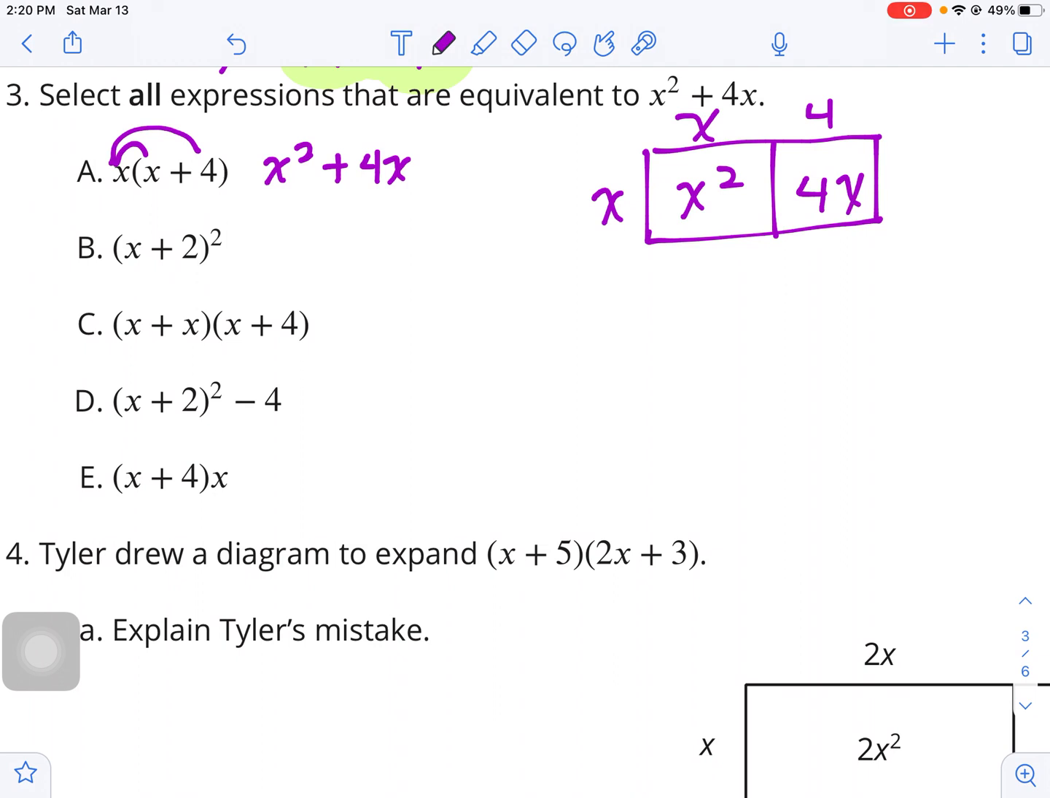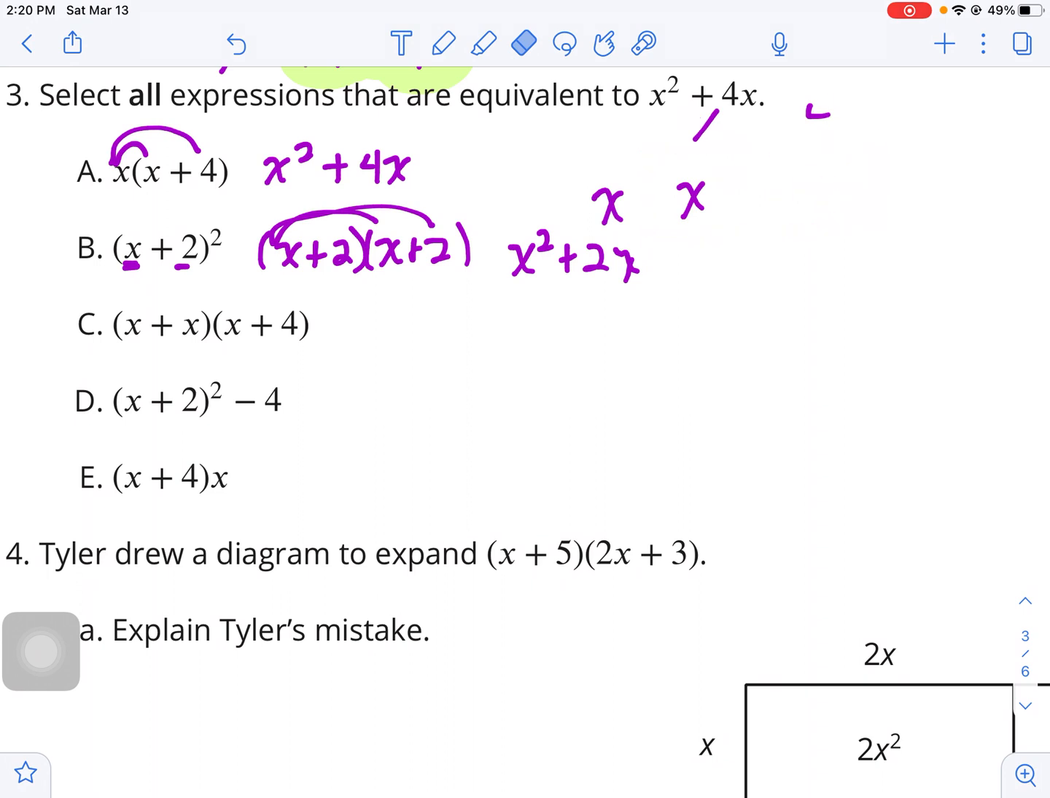So either way, be careful with letter B. You can't just square this and then square that. So this is a no. It's not equivalent to x squared plus 4 because you would have to actually multiply x plus 2 by itself. And so when you do that, you'll get x squared here, but then you have plus the 2x. And then when you distribute the 2, you'll get another 2x.